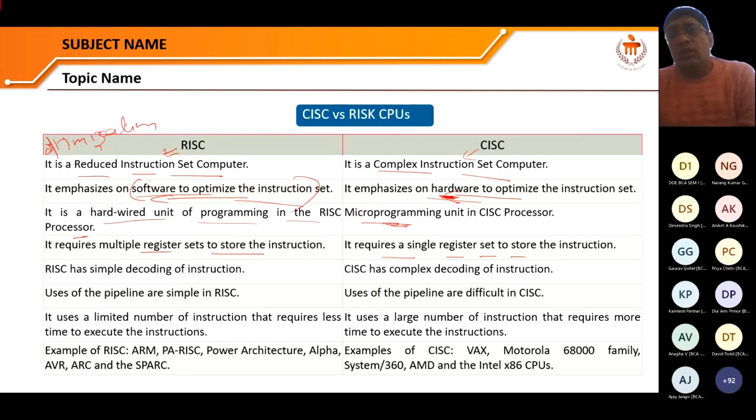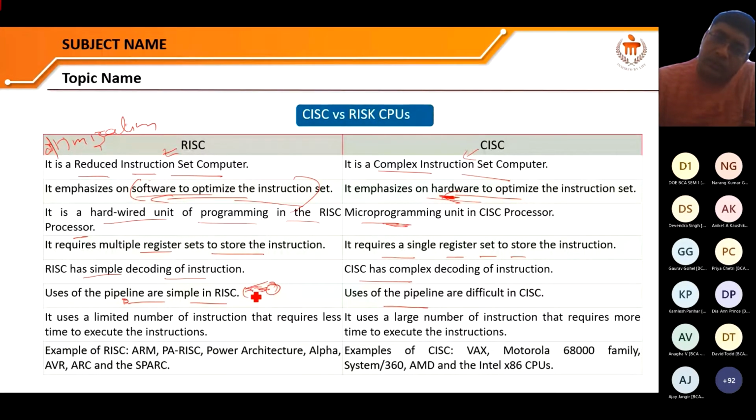RISC has simple decoding of the instructions. It is complex to decode the instructions in CISC. Pipelines are simple in RISC, and pipelines are difficult in CISC. What is the meaning of pipeline here? When we want to transfer information from one device to another, at that time we have a pipeline. It means the buses are using the lines to send the transfers. RISC uses a limited number of instructions that require less time to execute, so it takes less time. Here CISC has large instructions and also uses single bit registers, so it takes more time.